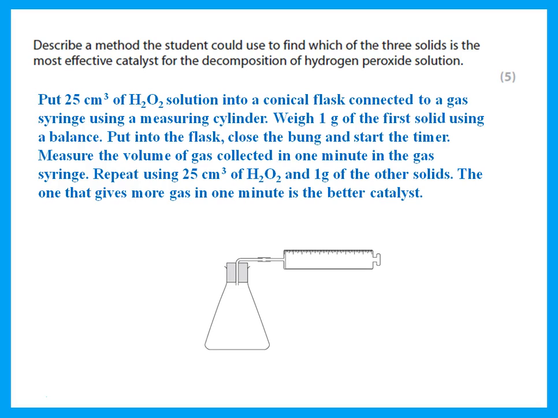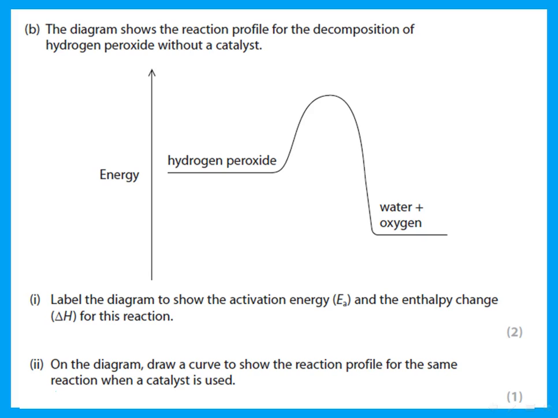Now, what are we measuring? We're going to measure the volume of gas collected in 1 minute in the gas syringe. This is one of the methods that you could use. You could either tell him measure the volume of gas collected in 1 minute, or measure the time taken to collect a certain volume, for example. This one is easier. Repeat using what? But you have to tell him what you're using the same in each experiment. We're going to use the same volume of H2O2, and we're going to use the same mass of each solid. The one that gives more gas in 1 minute, that's the same time, is the better catalyst.